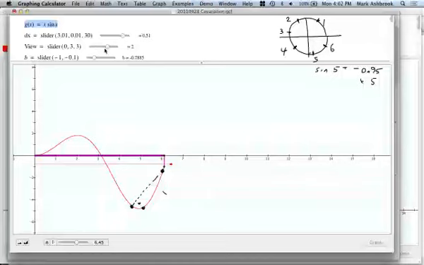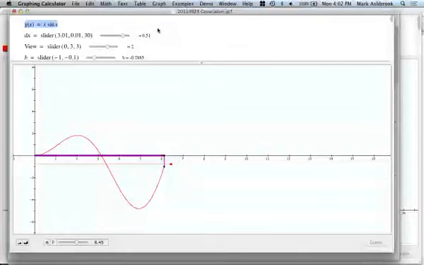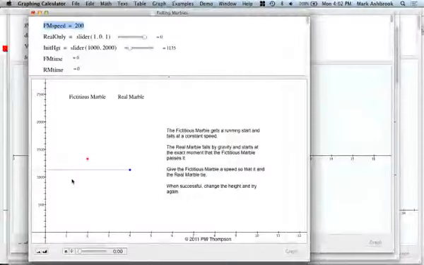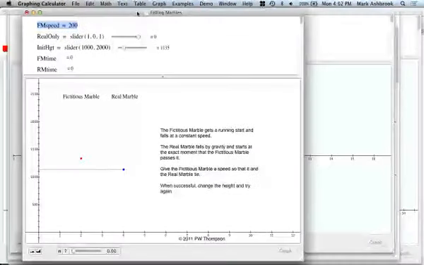Okay, so I promised you the next project would be longer and more challenging. And so here we go. Let's talk about it. I think you'll like this. This is cool. Falling marbles.